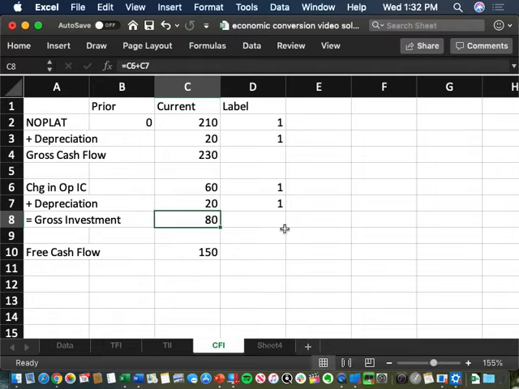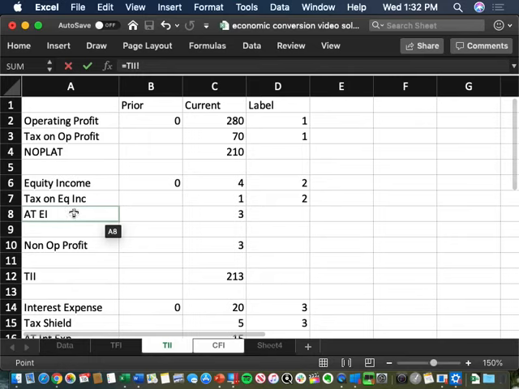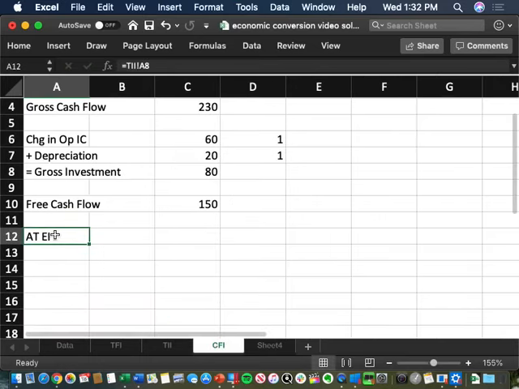All right? Now, continuing on. Non-operating cash flow. Any twos from the income statement. Look at our TII. That was my after-tax equity investment, $3 million.